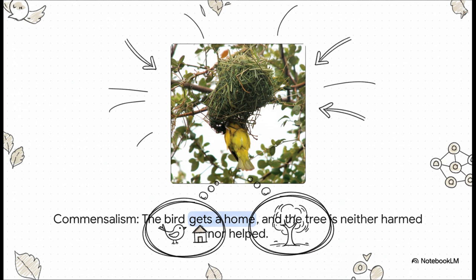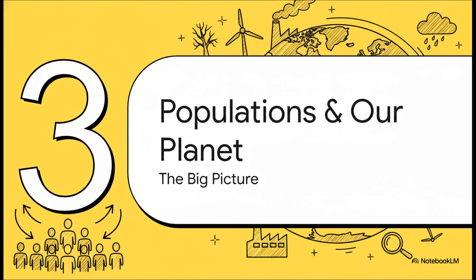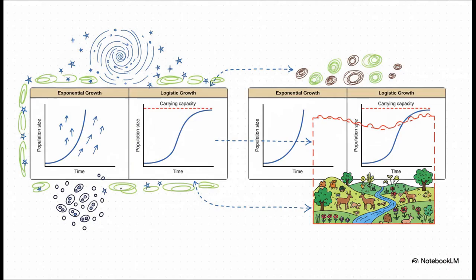life gets woven together. So, from those individual interactions, we're going to zoom out one last time to look at the biggest picture of all: how populations of living things grow, how they change, and how they affect the entire planet. These two simple curves tell a huge story about life.